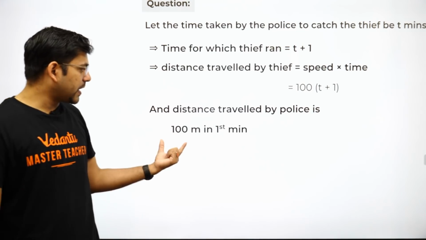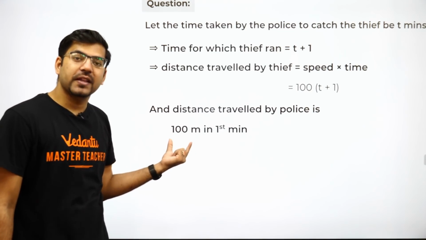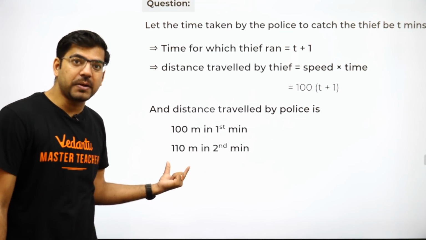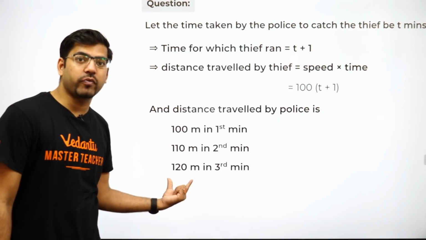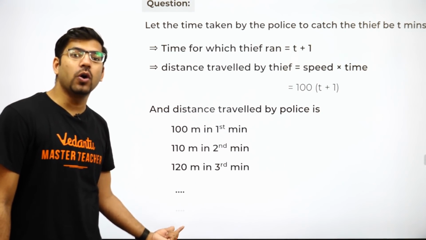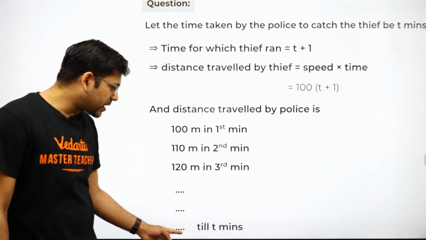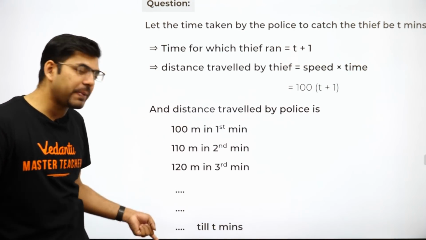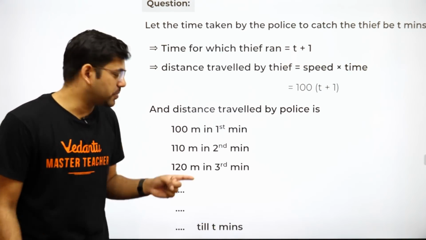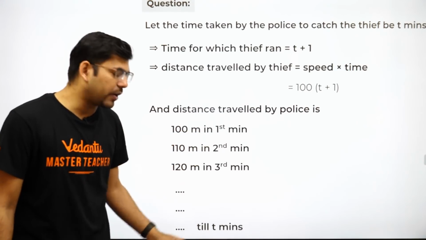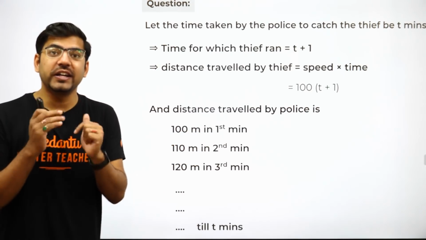So in the first minute, the police will run for 100 meters. In the second minute, it will run for 110 meters. In the third minute, it will run for 120 meters, and so on. It will go till t minutes. So this AP has got all together t terms: first term, second term, third term, and for t minutes, it has got t terms.